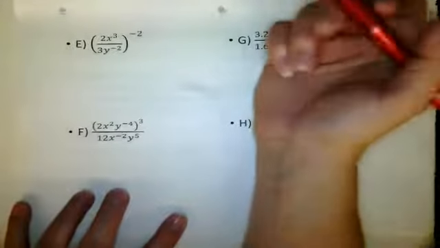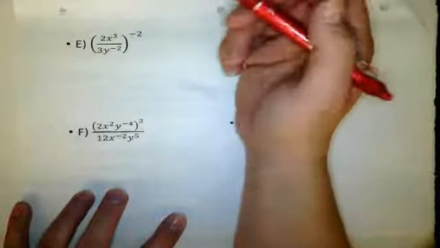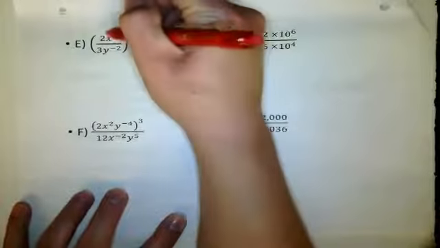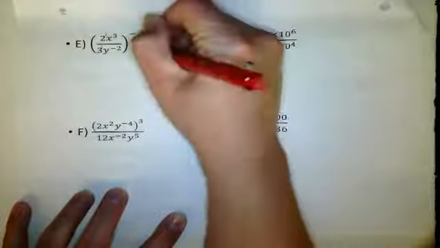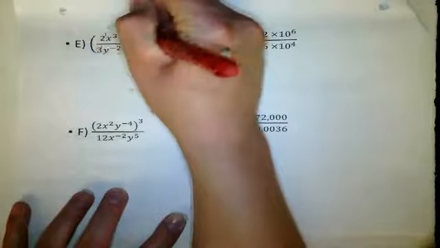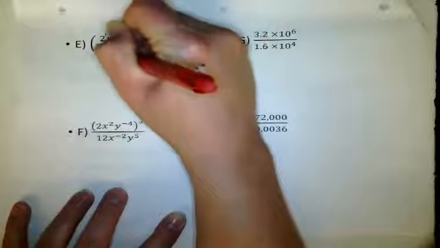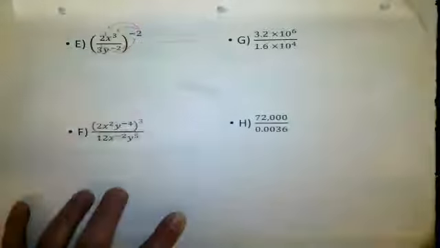So instead, what I'm going to do is worry about my power raised to a power. Everything has an exponent. This is 2 to the first times x cubed. This is 3 to the first times y to the negative 2. We are going to distribute our power, multiply all those powers together, which is going to give me 2 to what power?